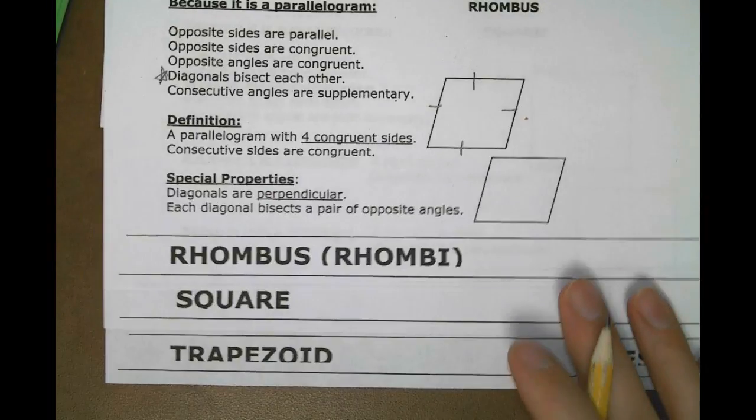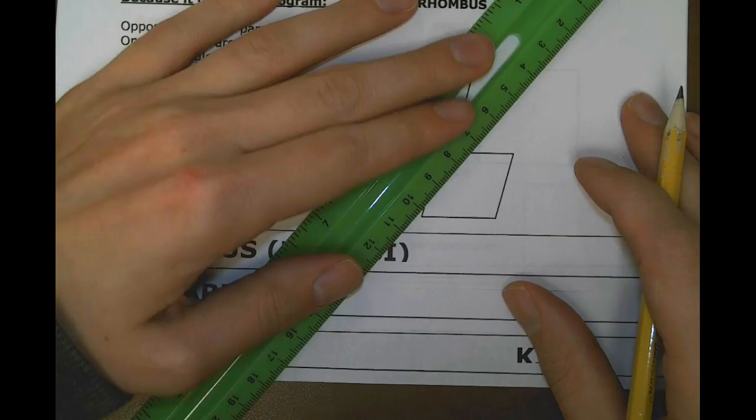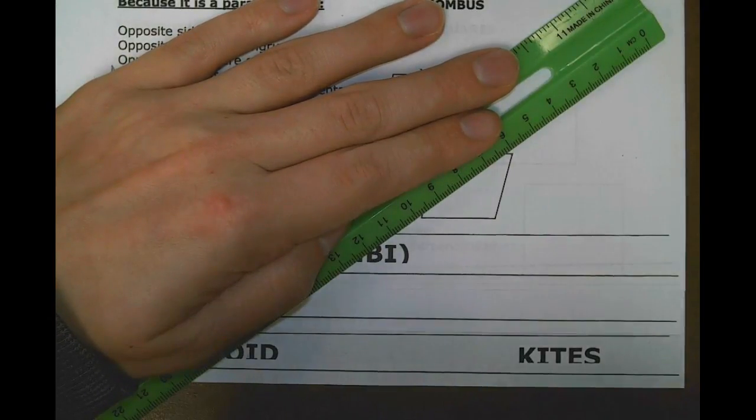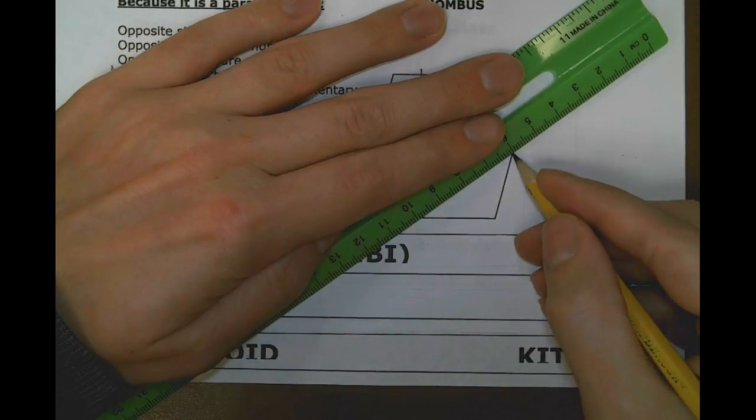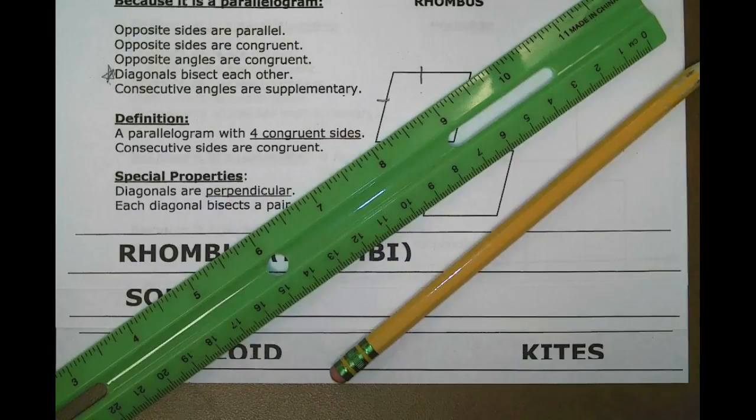A very special property, and probably one of the most important properties of this, is that in a rhombus, the diagonals are perpendicular.